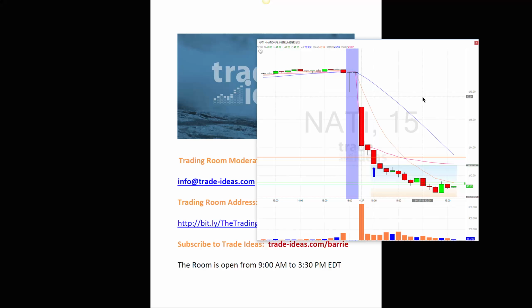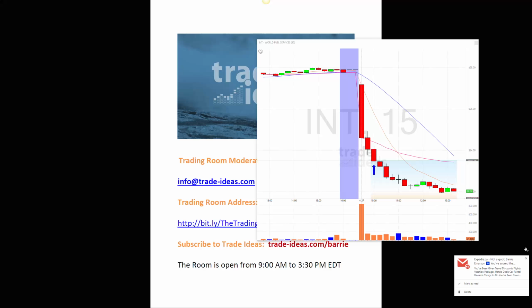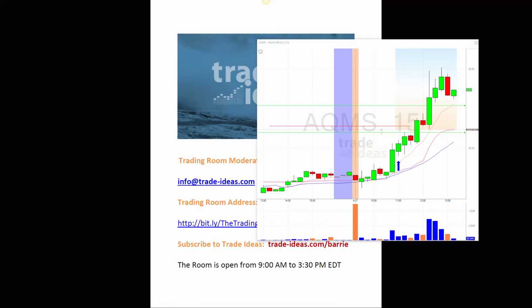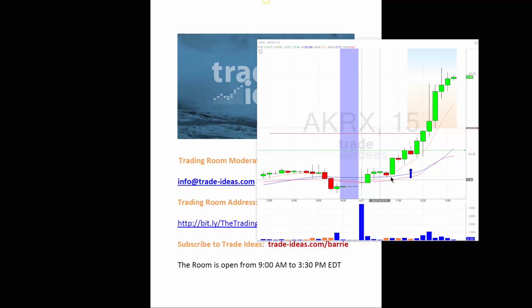But there were so many. I mean, here's another one that happened. INT, very similar. The alert was right there, very similar to the NATI. And then also on the long side, some of these are just astonishing. Here was the alert for a cheaper one, AQMS, right here at 3.04. Look what it did. It's amazing. Another one, AKRX, 14.09. The alert got all the way up to 15.